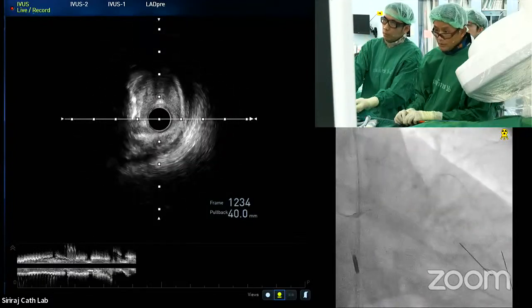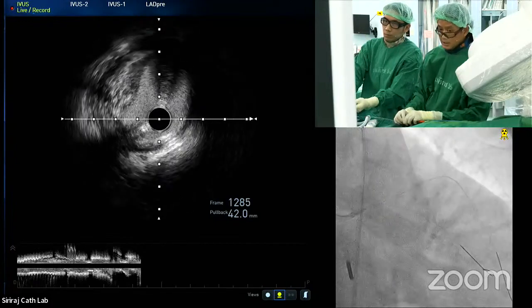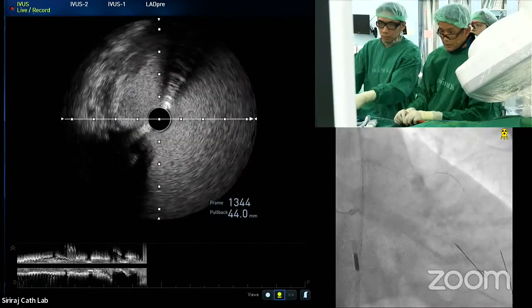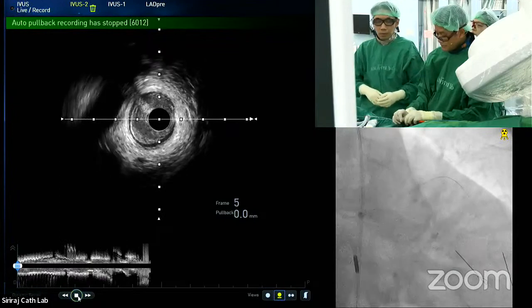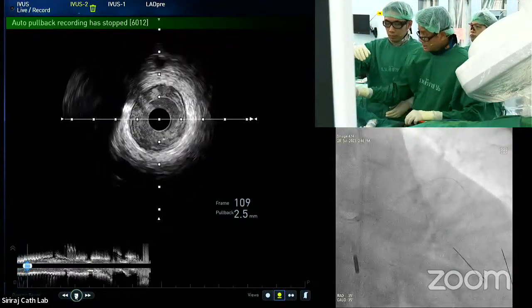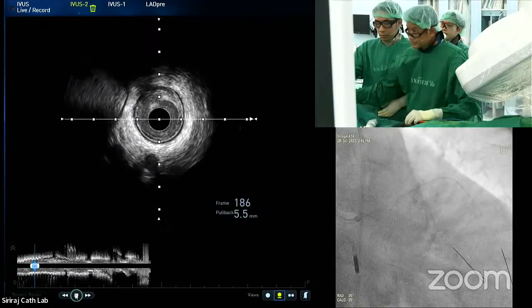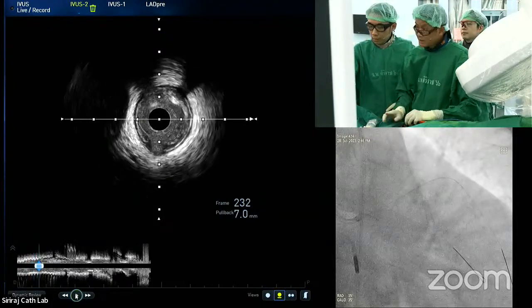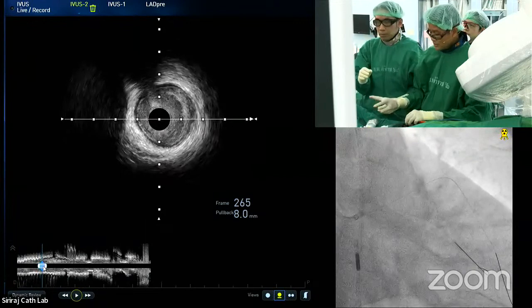You see intravascular imaging, right? This is to search after we prep with the balloon. So I think we can do sizing of the vessel and try to select the stent and put it in.